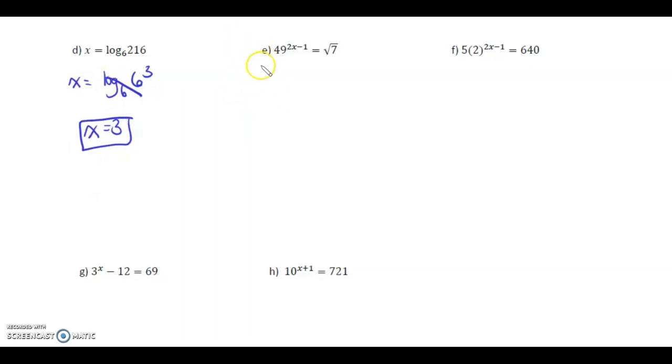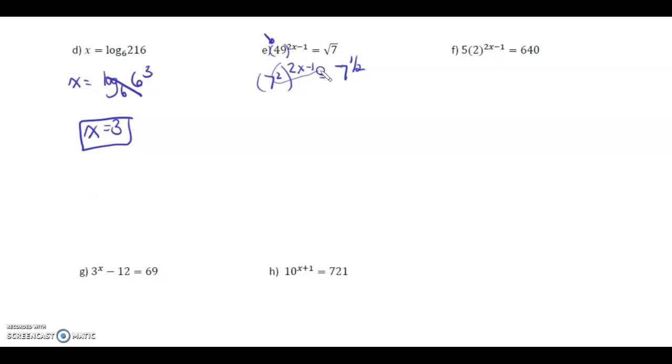Okay, looking at E, 49 to the 2x minus 1 equals root 7. So I can rewrite 49 as a base of 7. How I would rewrite this number right here is 7 squared, right? And then I'm going to have 2x minus 1 in the exponent. And how I would rewrite root 7 is 7 to the 1/2.